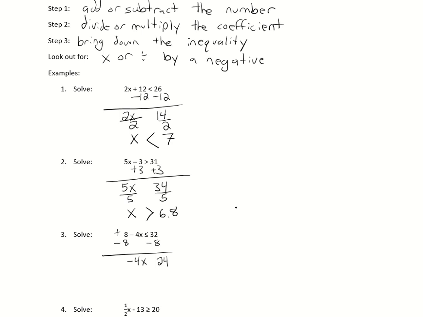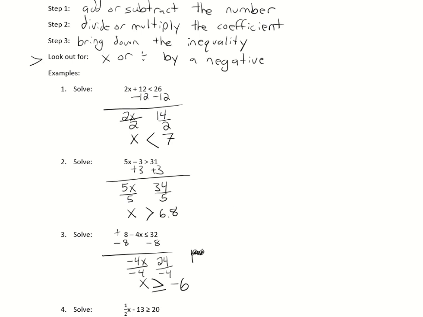Then I'm going to divide by the coefficient, which this time is a negative 4. So I'm going to divide by a negative 4. So that is what I'm looking out for. That is what I call a red flag. So I am going to wave the red flag there, and I'm going to flip this inequality around. It is now a greater than or equal to. These numbers canceled out, leaving the x, and 24 divided by negative 4 is negative 6.